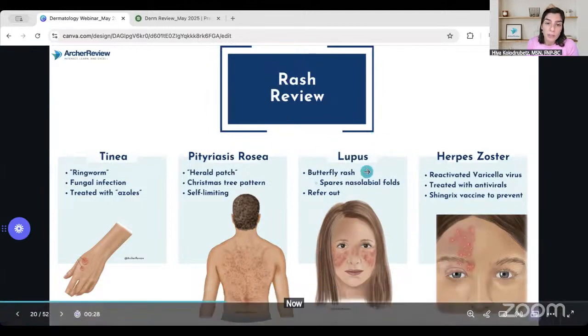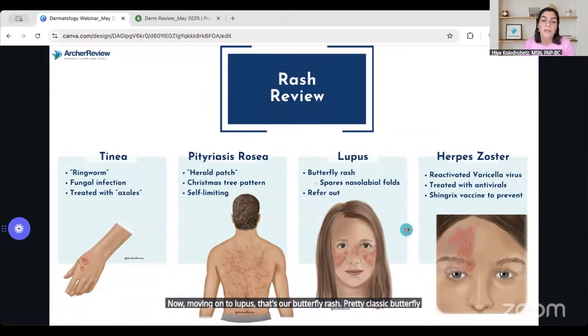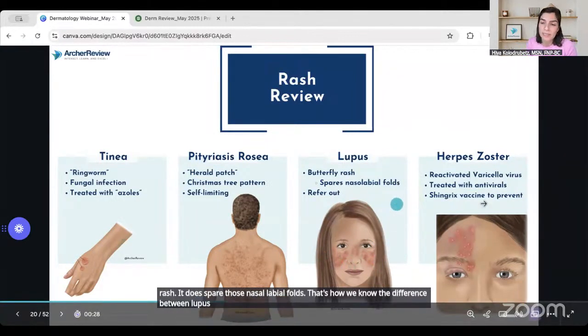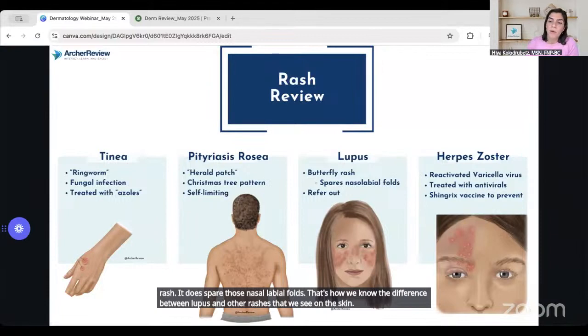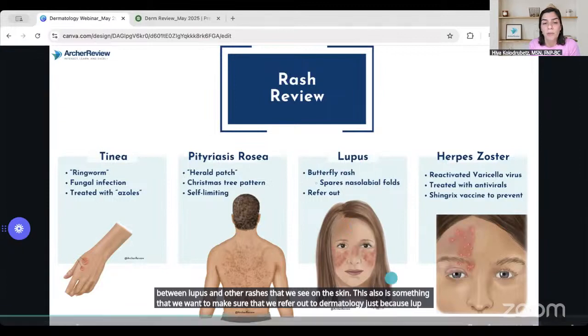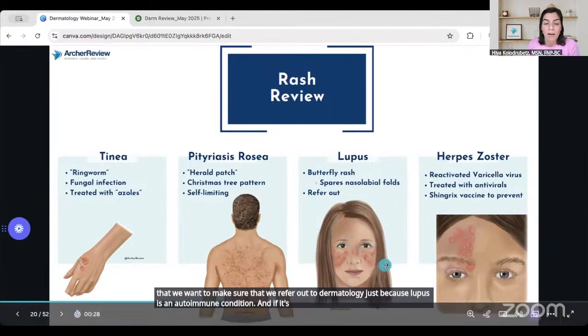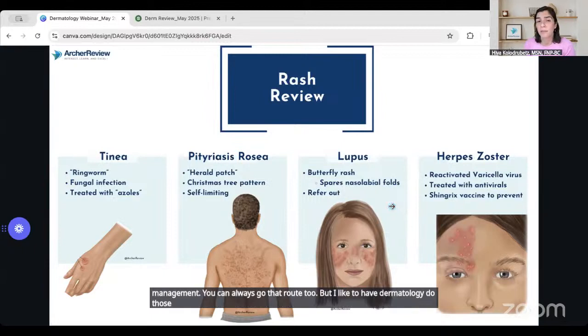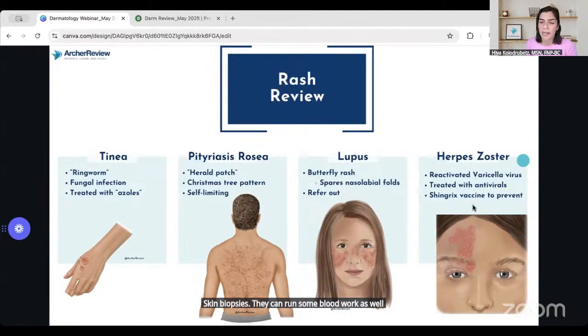Now moving on to lupus, that's our butterfly rash, pretty classic butterfly rash. It does spare those nasolabial folds. That's how we know the difference between lupus and other rashes that we see on the skin. This also is something that we want to make sure that we refer out to dermatology, just because lupus is an autoimmune condition. And if it's really something that we are considering, dermatology can always confirm it on blood tests. If you're like, this is definitely lupus, they need to go to rheumatology right away and start management, you can always go that route too. But I like to have dermatology do those skin biopsies. They can run some blood work as well, and that can really confirm our diagnosis.